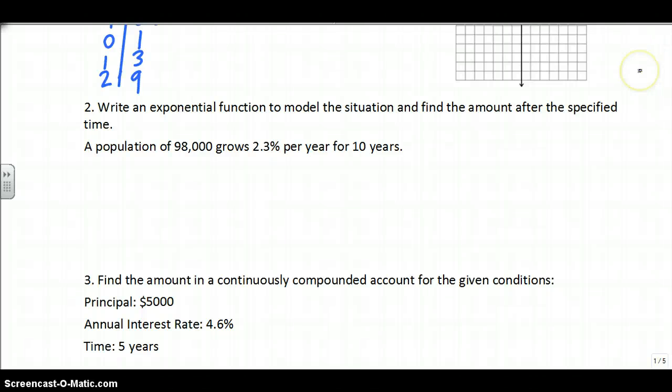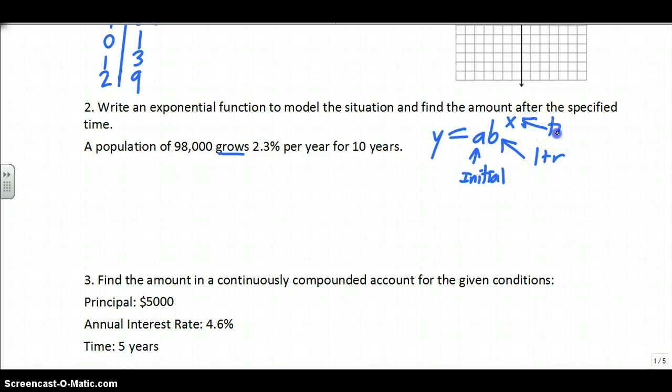Write an exponential function to model the situation and find the amount after specified time. So we have a population of 98,000, growing 2.3% per year for 10 years. Well, the formula is y equals ab to the x, where a is your initial amount. B, since we're growing, b is going to be 1 plus our rate, and x is time.